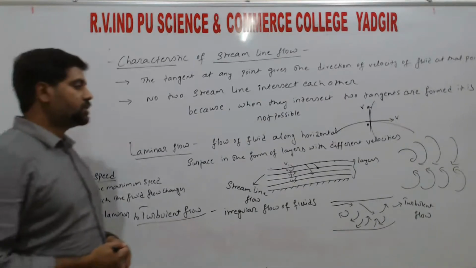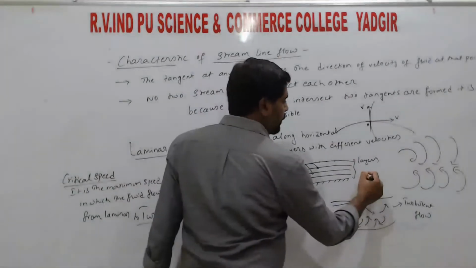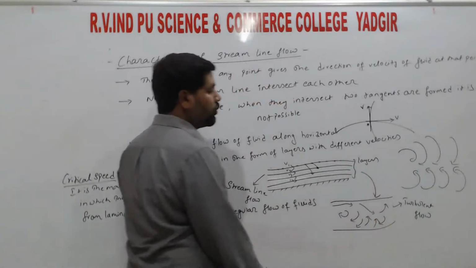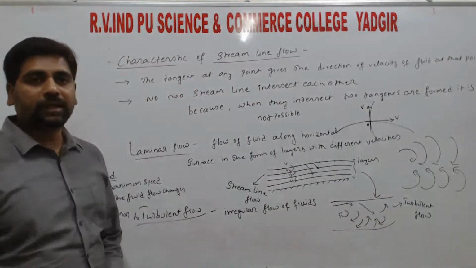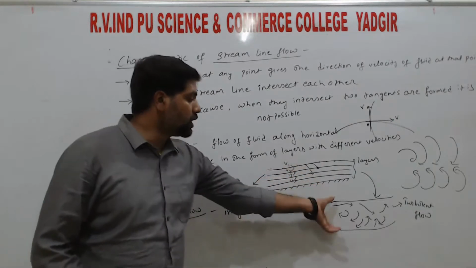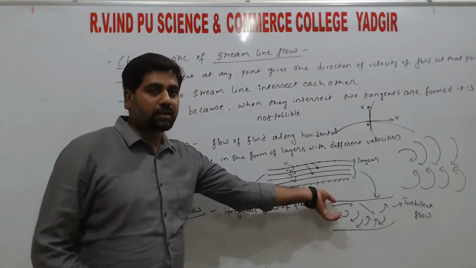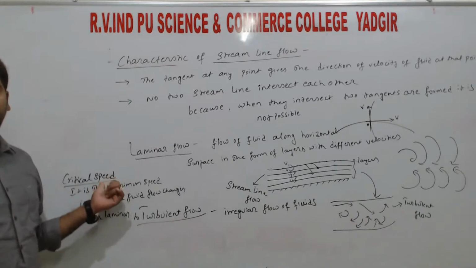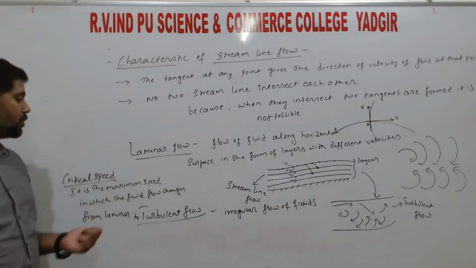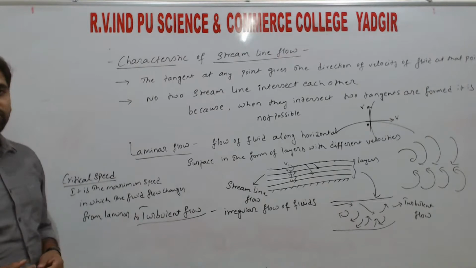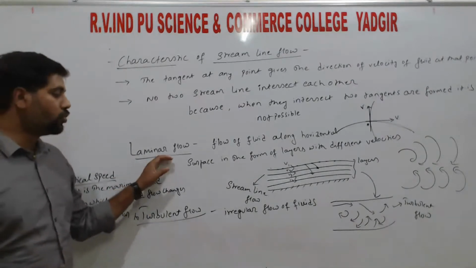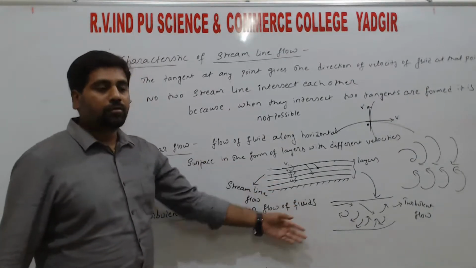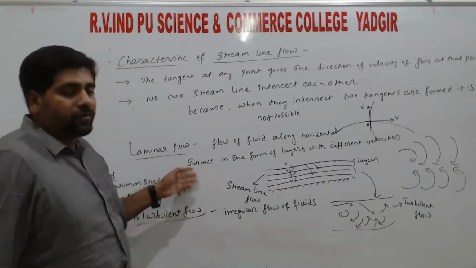So that is the change in the speed. So that is the maximum speed when the fluid changes its path. So when laminar flow is changing into turbulent flow, that speed we call the critical speed, right? So it is the maximum speed in which the fluid flow changes from laminar flow to the turbulent flow. So this is just definitions for you.